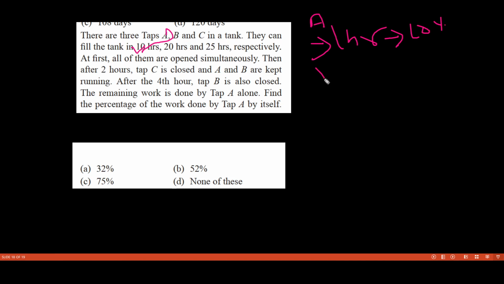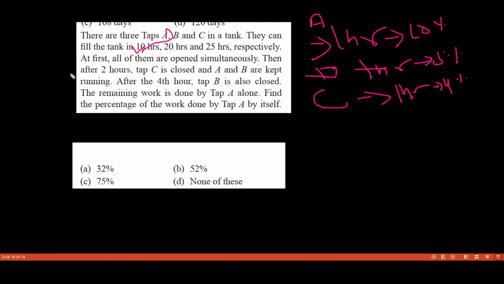In 20 hours, B is filling the entire tank. So in 1 hour, B is filling 5% of the tank. Similarly, C is there. In 25 hours, C is filling the entire tank. So in 1 hour, C is filling 4% of the tank.